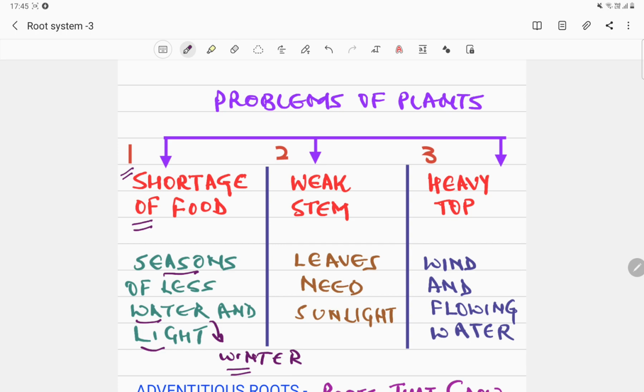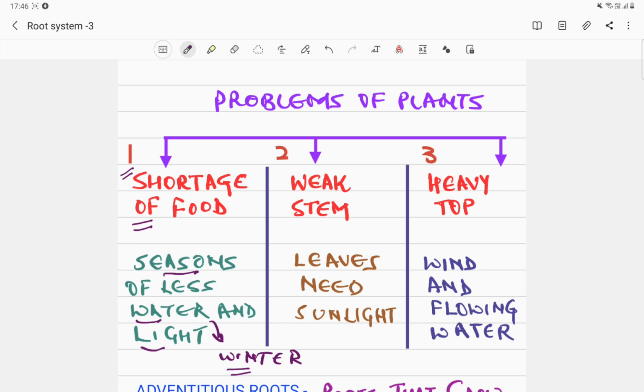Some plants have a very weak stem. Now why do plants need strong stems? See, plants need sunlight, and that's why they always grow upwards towards the sky and in different directions. So plants make branches so that they can get enough sunlight. The more sunlight they get, the more food they will be able to make. But the plants that do not have a strong stem, such as creepers, which we will learn about in our next video, cannot get enough sunlight.